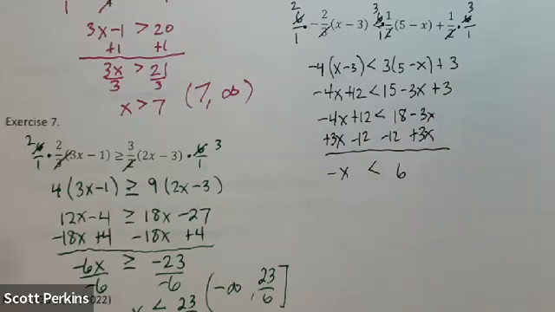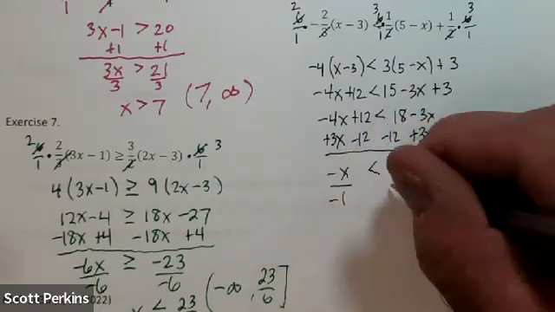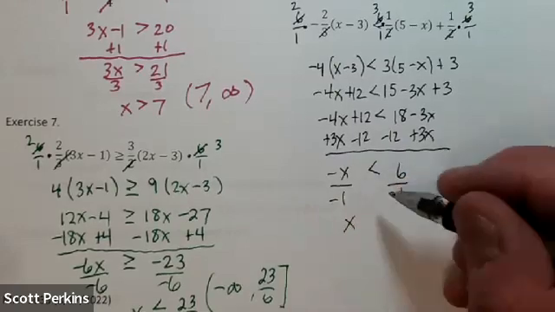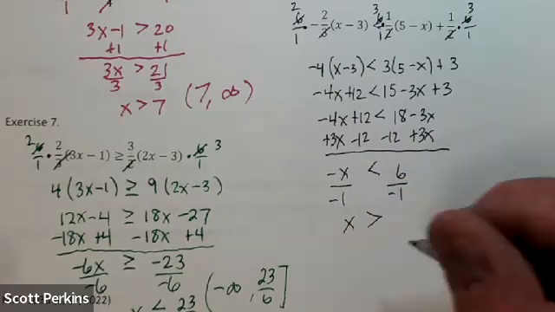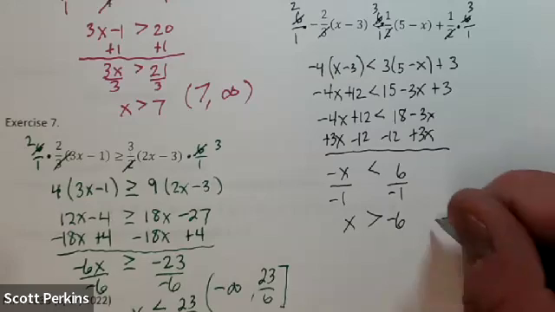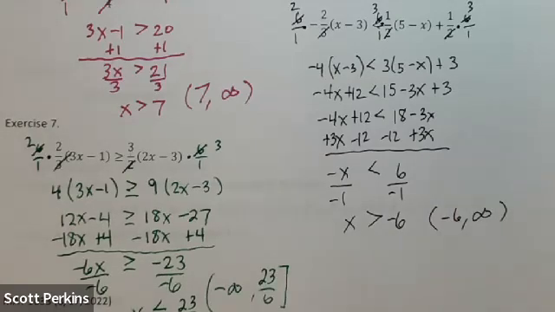Very last thing, final step, I'm going to divide by negative 1. And since I divided by a negative, I now do have to flip the sign to greater than. And since all of my values are greater than negative 6, that means negative 6 is the lower limit, infinity is the upper, and I use parentheses on both sides. And that is that.